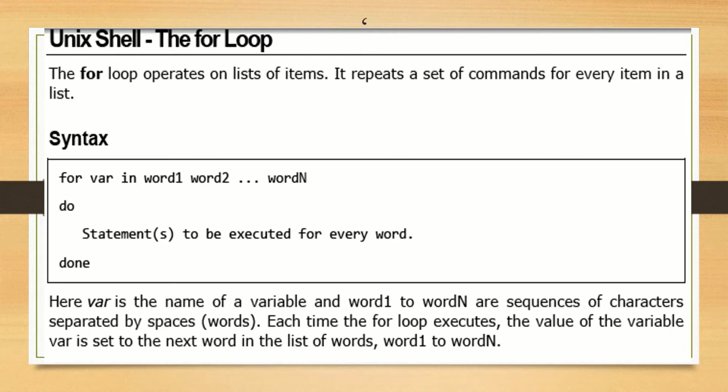Here var is the name of the variable and word 1 to word n are sequences of characters separated by spaces. Each time the for loop executes, the value of the variable var is set to the next word in the list of words. Word 1, word 2, up to word n are set one by one, and the corresponding statements within the body are executed until the last word n.